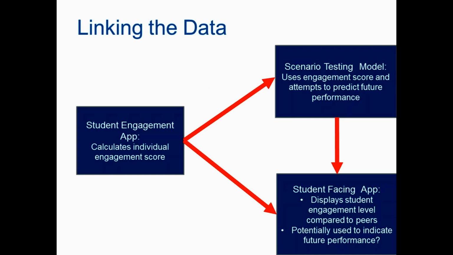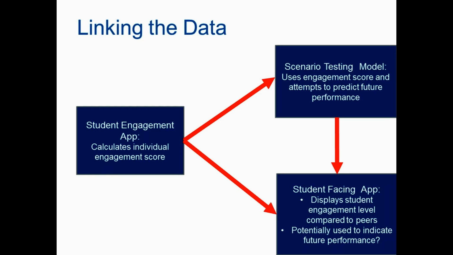Linking the data, you can see there's a very basic thing there. What we're trying to do is, from our student engagement app, which calculates the individual engagement score, link into our scenario testing model, which effectively says, okay, if a student has got a score of, say, 70, what does this mean based on previous performance? Does this mean that they're likely to pass? Can it give an indication of the sort of degree they're going to get? And it's got things like average module marks, etc.